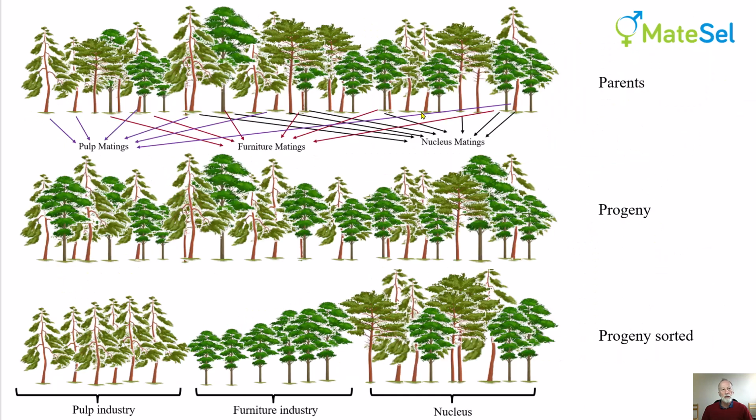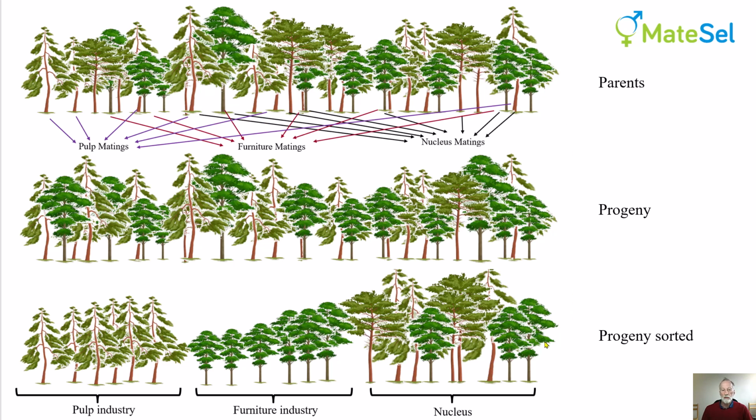let's just jump ahead. This top row is the same as the top row before, and the bottom row is the same as the bottom row in the previous slide, but I've shown the progeny that are generated out of these matings here. So we have the parents, which are the nucleus-generated candidates that have been selected and mated, their progeny, and then we have the sorted progeny.